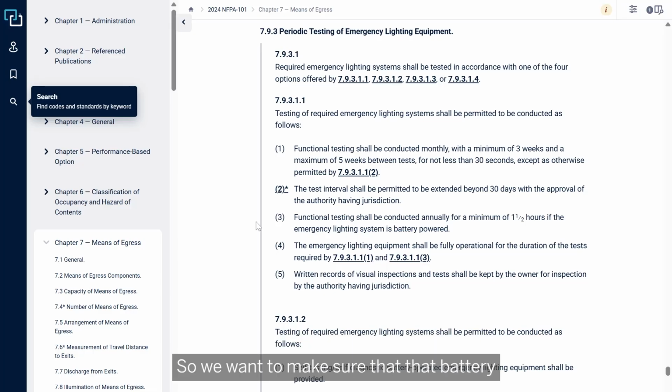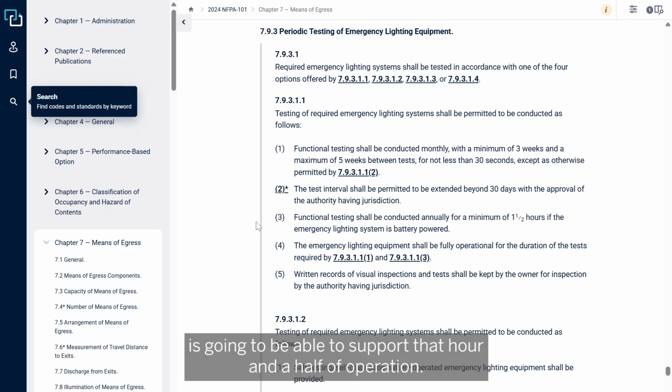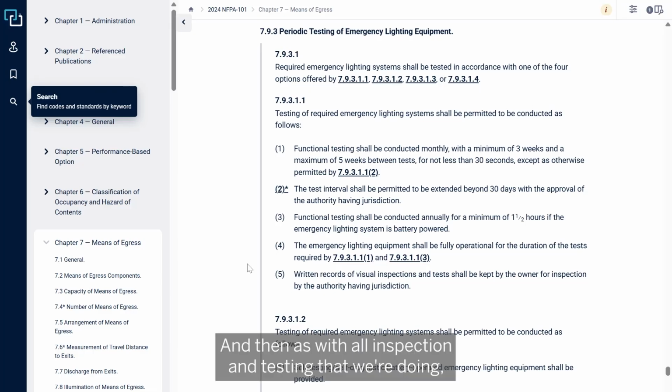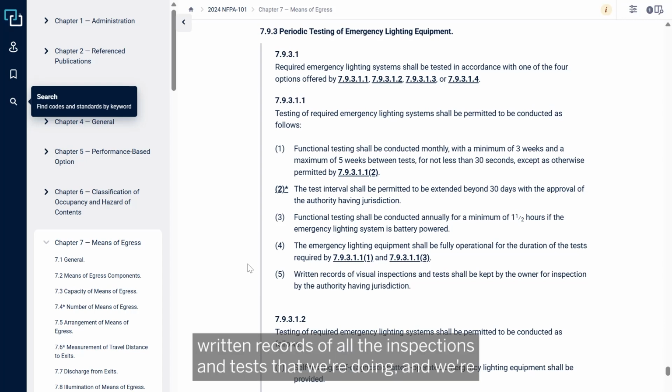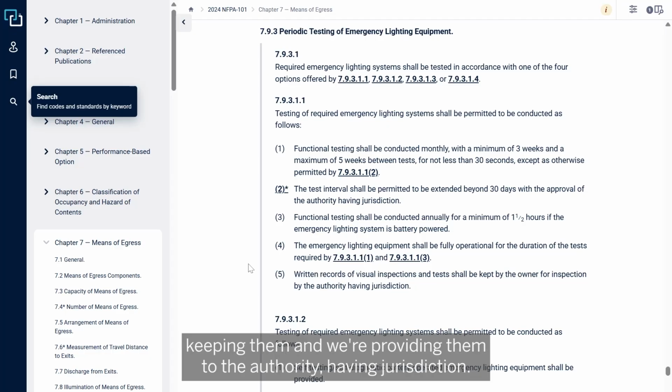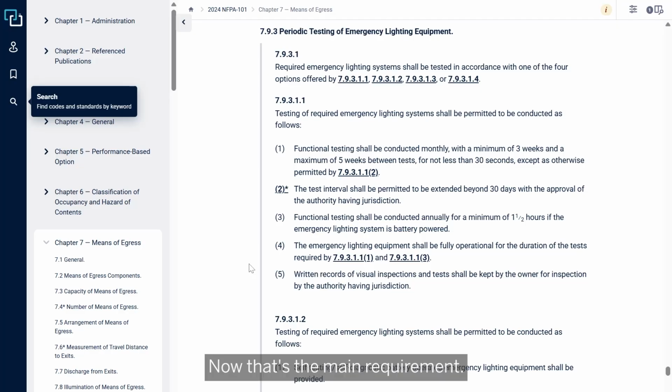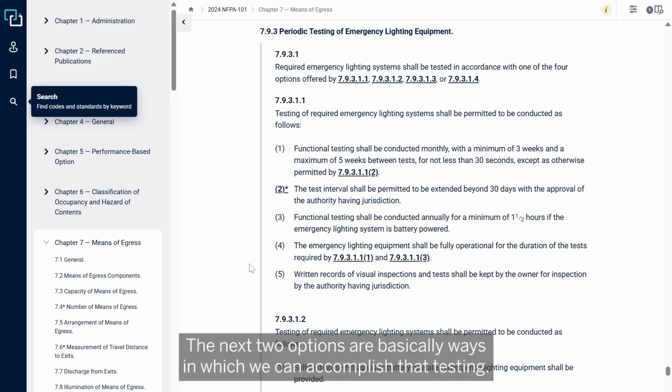So we want to make sure that that battery is going to be able to support that hour and a half of operation. And then, as with all inspection and testing that we're doing, we need to make sure that we have written records of all the inspections and tests that we're doing, and we're keeping them and we're providing them to the authority having jurisdiction. Now, that's the main requirement. The next 2 options are basically ways in which we can accomplish that testing.